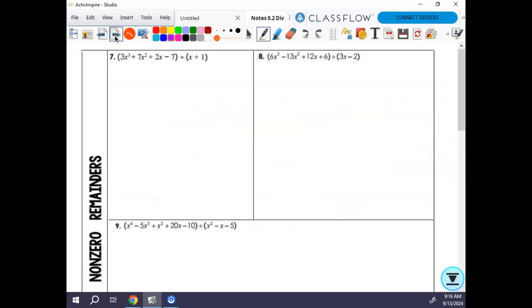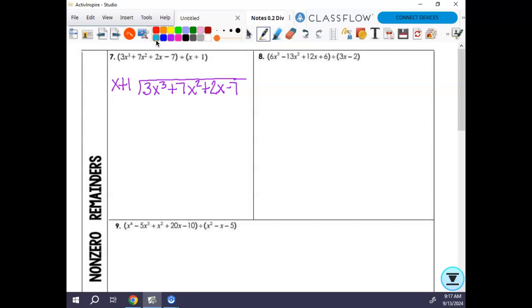All right, number 7. So what to do when we get a non-zero remainder. I'm just going to give you a heads up, that's what's going to happen here. So we got our x plus 1 on the outside. Inside, we've got 3x cubed plus 7x squared plus 2x minus 7.